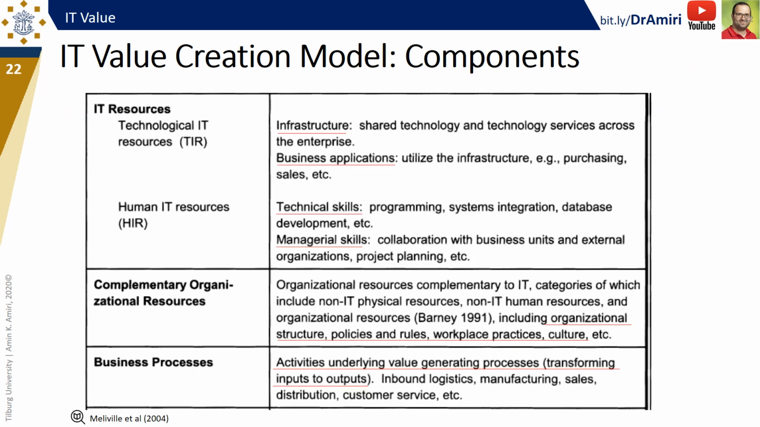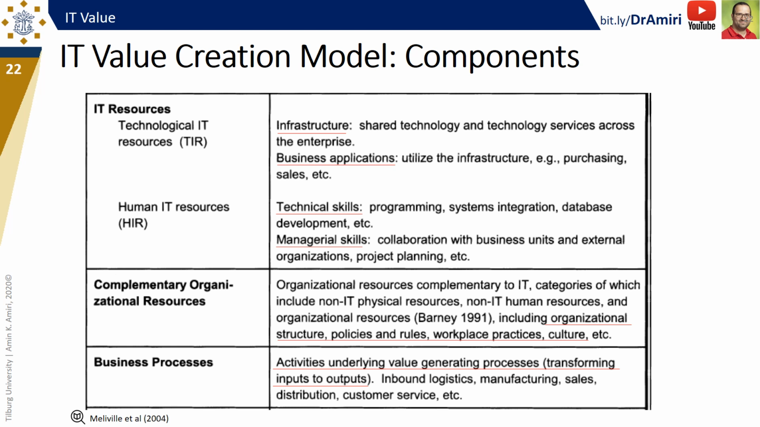We already know what IT resources are. They are infrastructure, business applications, technical skills, and managerial skills. We went over them in lecture 1. But as I just mentioned, these resources cannot improve business processes themselves. They also need to be in alignment with complementary organizational resources such as organizational charts, the policies in the organization, the rules that they have, the culture of the organization, and so forth.